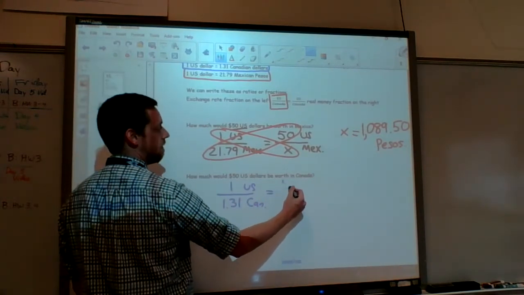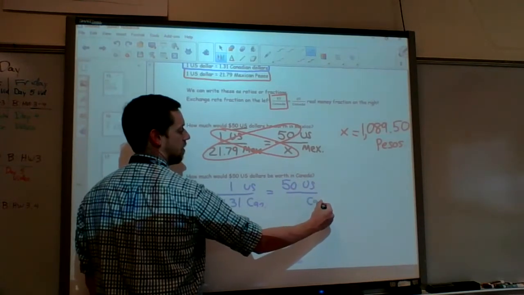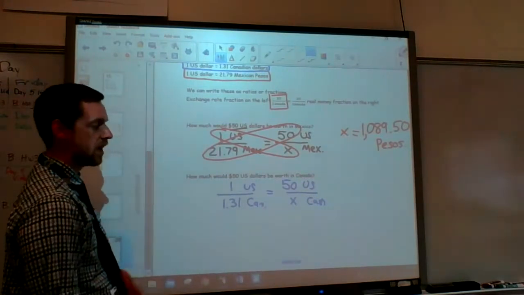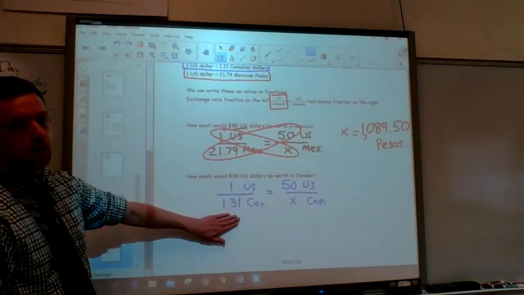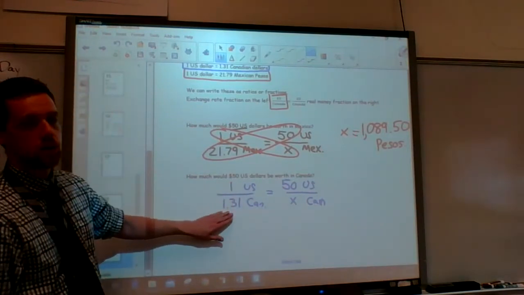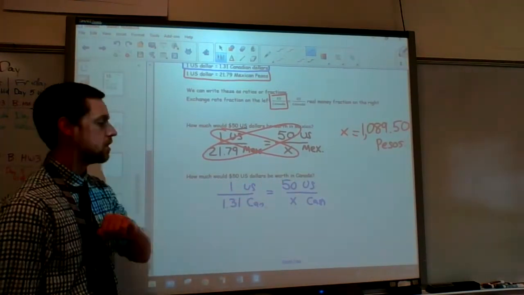So I want to see, 50 US dollars is how much in Canada? So again, if I'm doing US over Canada here, I have to do US over Canada here. This one's the exchange rate. This one is how much money I really have. How much does it turn into?